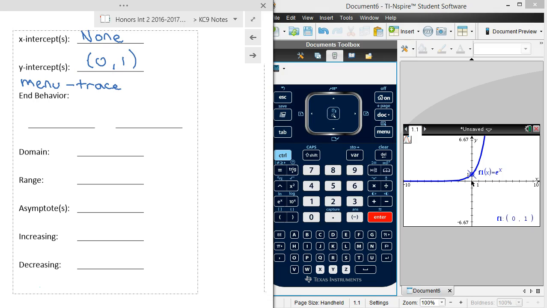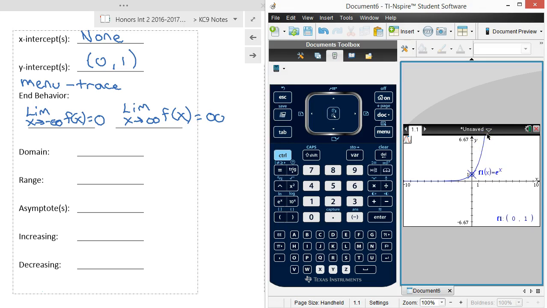The end behavior gives us two spaces. We have the limit as x approaches negative infinity of f of x. As I go towards the negative side, it's getting closer and closer to the x-axis, but never crossing it, and the y value of the x-axis is 0. On the other side, the limit as x approaches infinity of f of x equals infinity, since it's going up and up and up.